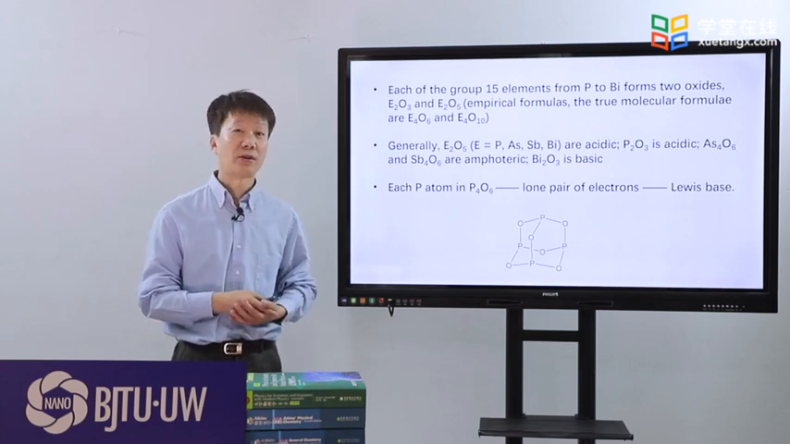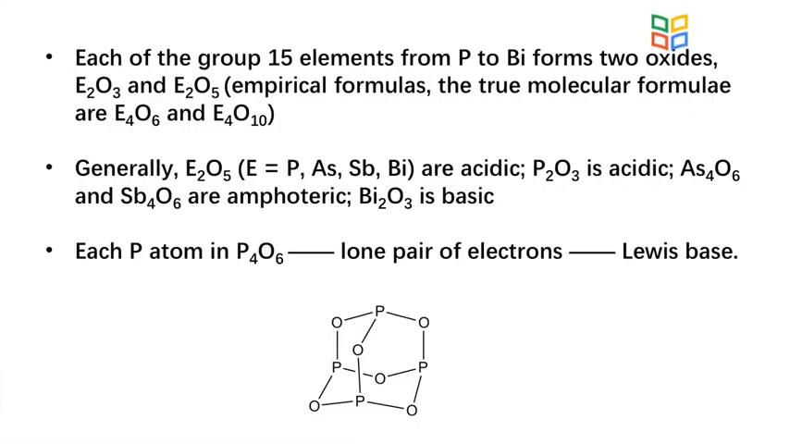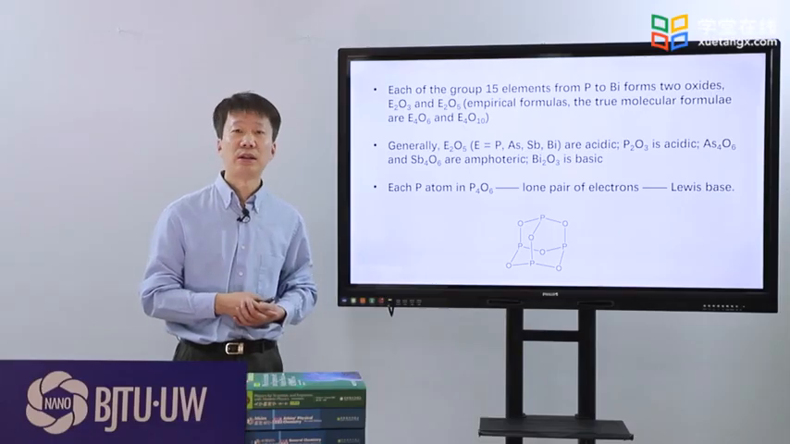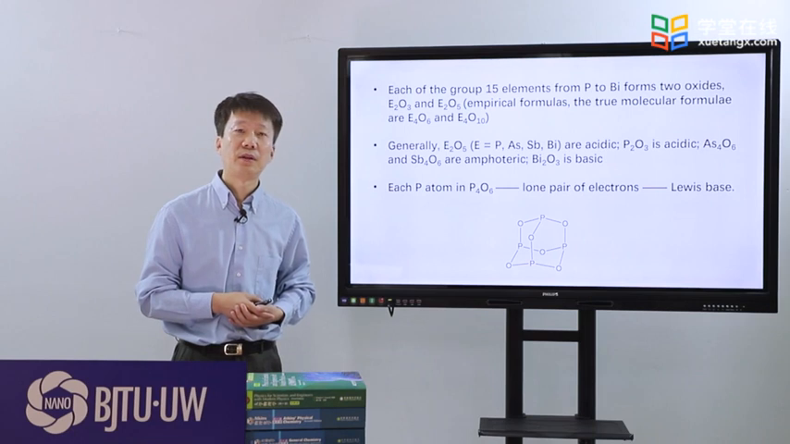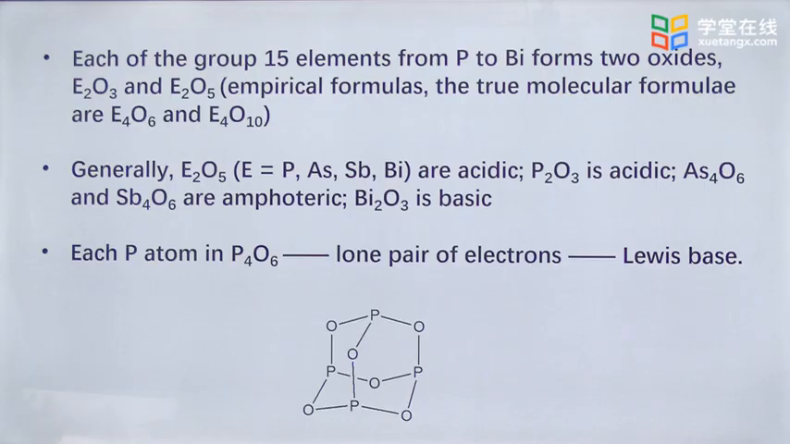Generally, the pentoxides are acidic. Phosphorus trioxide is acidic. Arsenic and antimony trioxides are amphoteric. Bismuth trioxide is basic. Each phosphorus atom in phosphorus trioxide carries a lone pair of electrons, and phosphorus trioxide can act as a Lewis base.